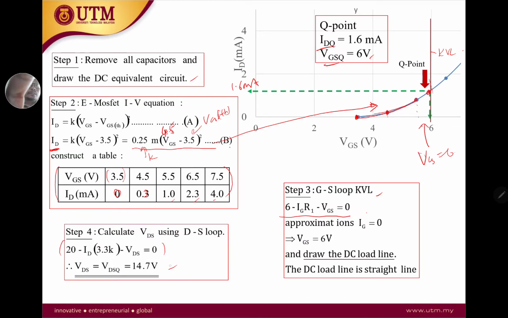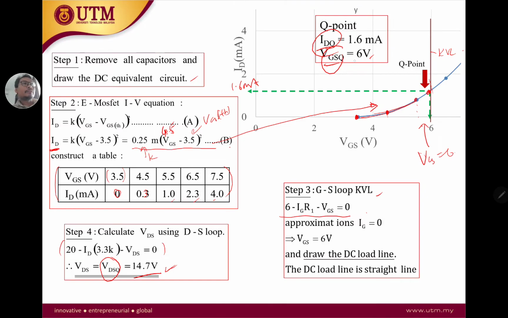Okay, and this is the final solution. The final solution is VDSQ, VGSQ, and IDQ. So that's the final 3. Is it in saturation mode? We need to check our VDSQ. Is VDSQ greater than VD sat? We need to check the spec sheet. 14.7 is quite big, so it should be bigger than your VD sat.